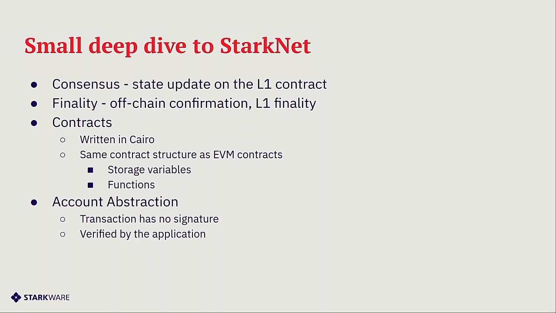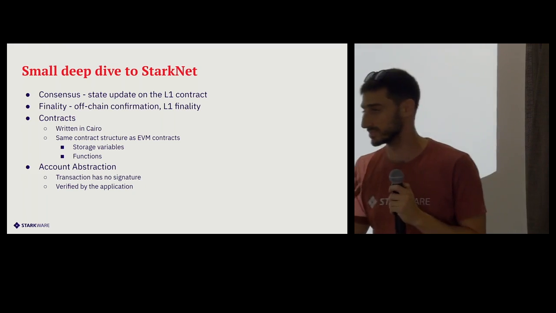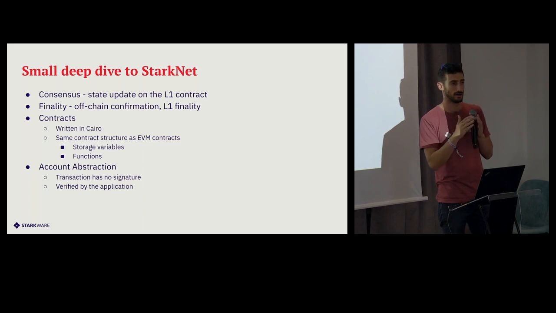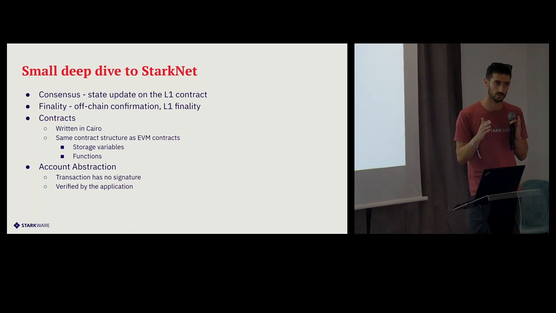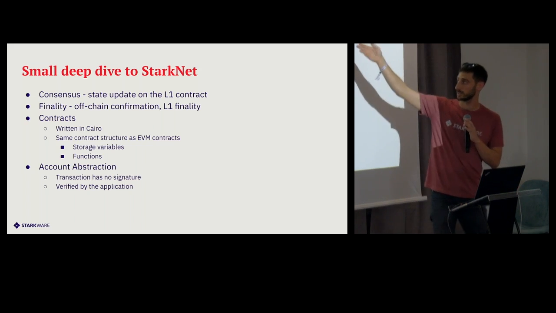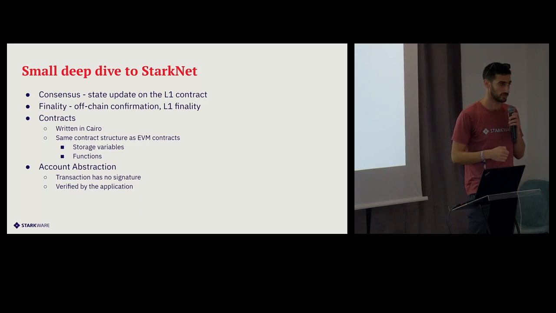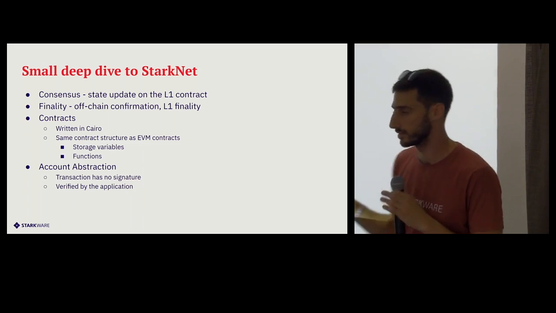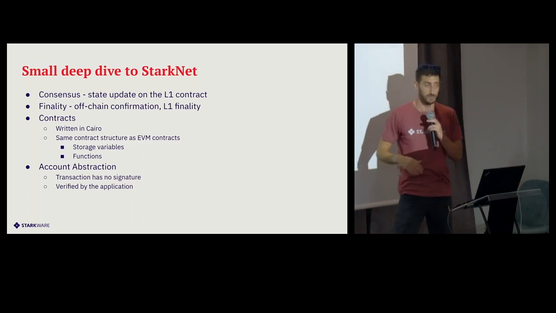And this is relevant because it means that we have two types of finality. One, we have the off-chain confirmation, which means that the sequencer, our service, said, okay, this will be included in a block, and this is the state after this block was executed, but it still hasn't made the state update on L1. And the second step of finality is the L1 finality, after which this state update has actually occurred.